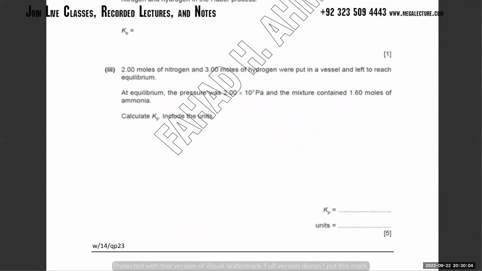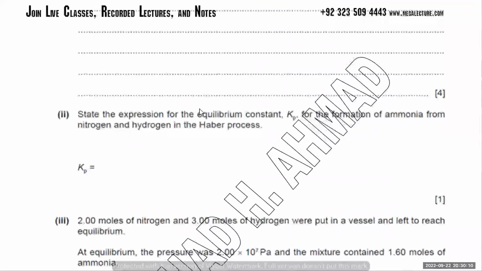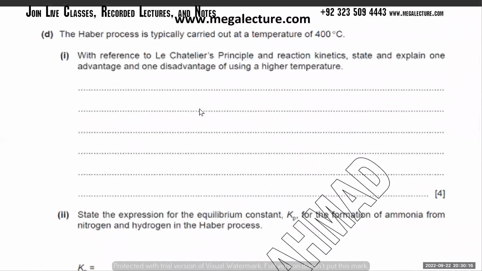So this question. He's saying, I think this is about the Haber process. So this one is what reaction. Let's start with the first question. The first part is not about KP, but he's talking about the Haber process, and the question is: with reference to Le Chatelier's principle and reaction kinetics, explain one advantage and one disadvantage of using a higher temperature.